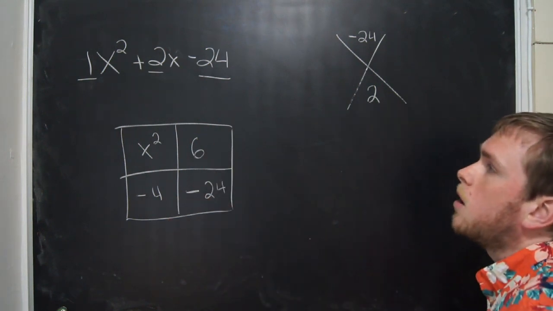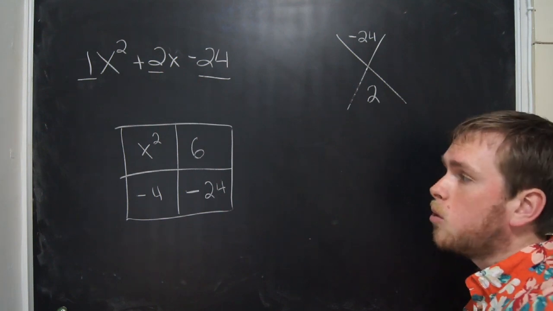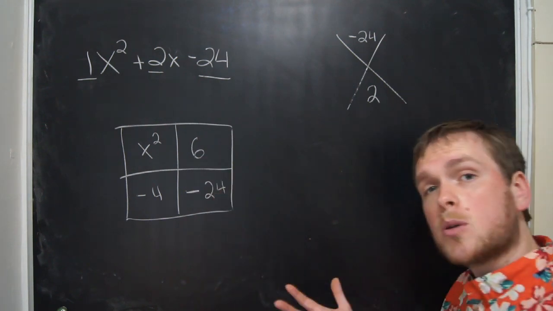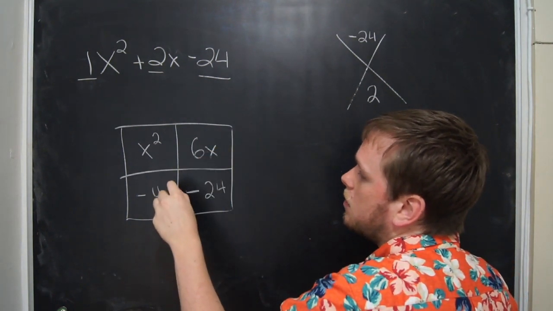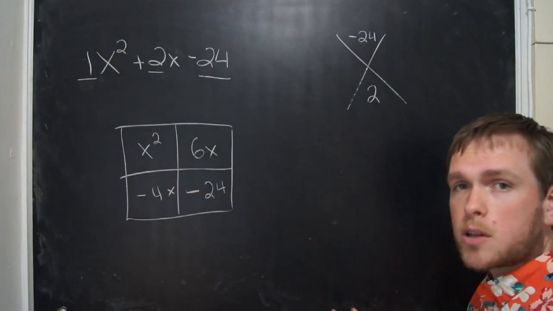So we found our 2 terms. Now, when you're doing the box method, it's very important that we attach whatever variable we're working with. In this case, it's an x. Make sure that you put an x next to those 2 terms. If you don't, you're going to run into issues.